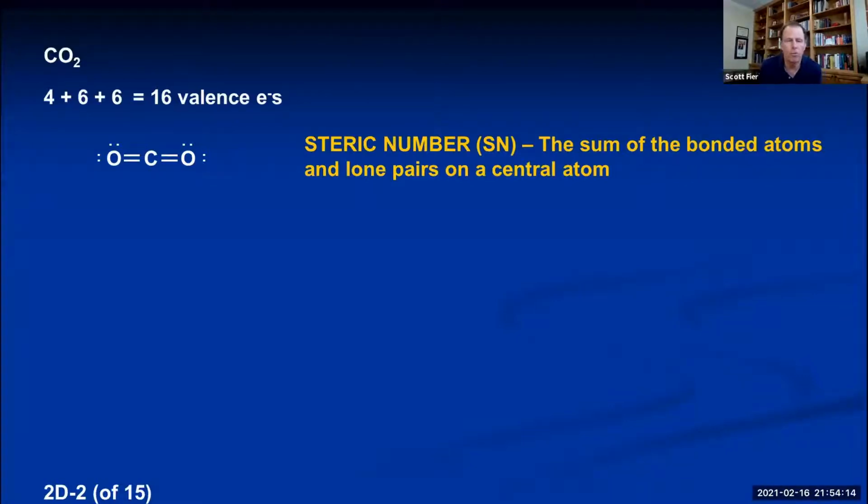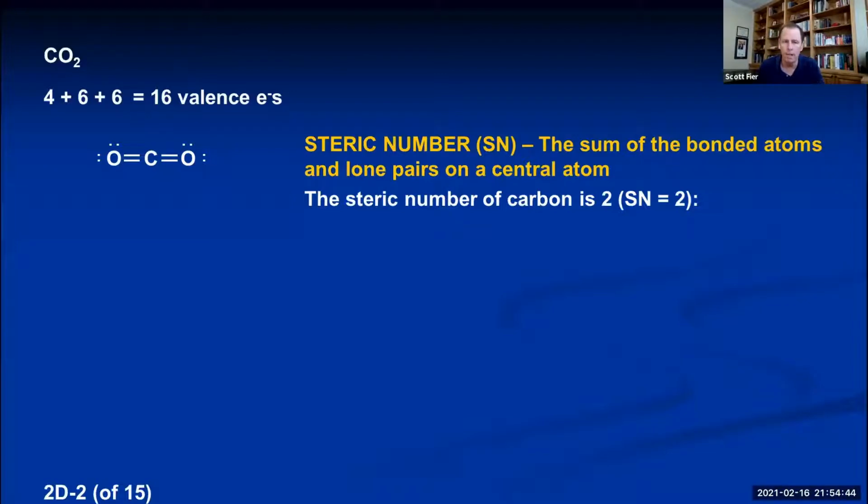Now, it doesn't say the number of bonds. Carbon is making 4 bonds. We're not adding up 4. Carbon's bonding to 2 atoms, so 2. And there are 4 lone pairs in this molecule, but all those lone pairs exist on the oxygens. They don't exist on the carbon. The carbon doesn't have any lone pairs. So the carbon only has 2 bonded atoms and no lone pairs. That means the steric number of the carbon is 2. And that statement can be abbreviated by just saying SN equals 2.